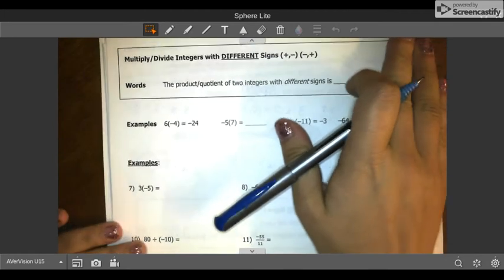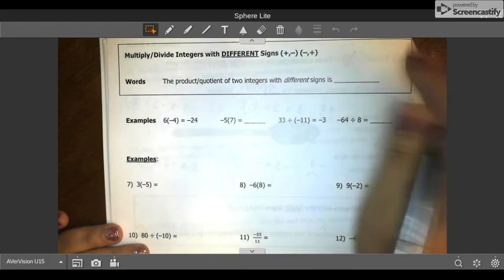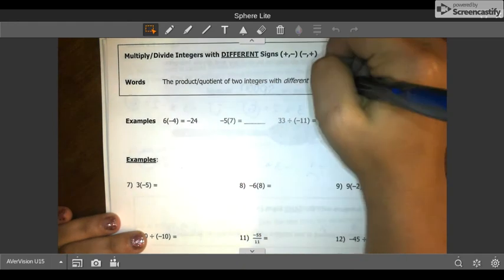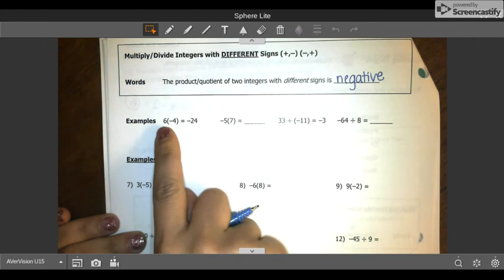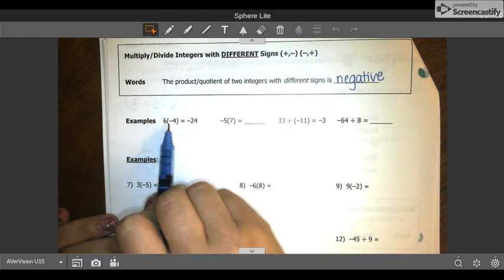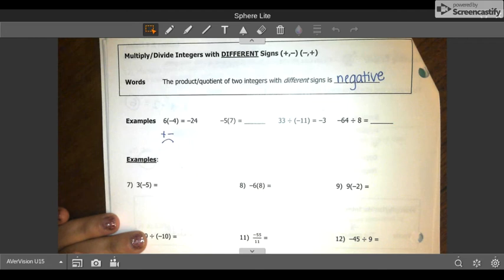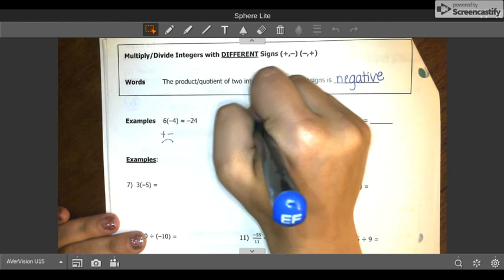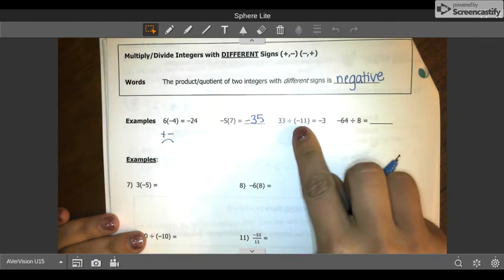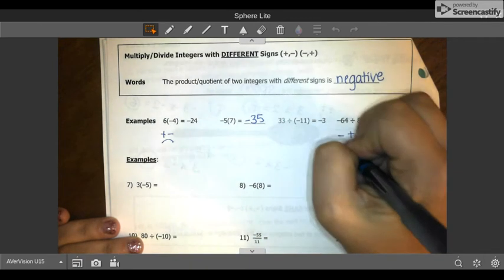All right, now let's focus on when we multiply and divide two numbers that have different signs. The product or quotient of two numbers with different signs is negative. This does not read 6 minus 4. This reads 6 times negative 4. The 6 is touching the parentheses, so this is multiplication. A positive times a negative is a negative. So I got negative 24. Negative 5 times 7 is negative 35. 33 divided by negative 11 is negative 3. And negative 64 divided by a positive is negative 8.